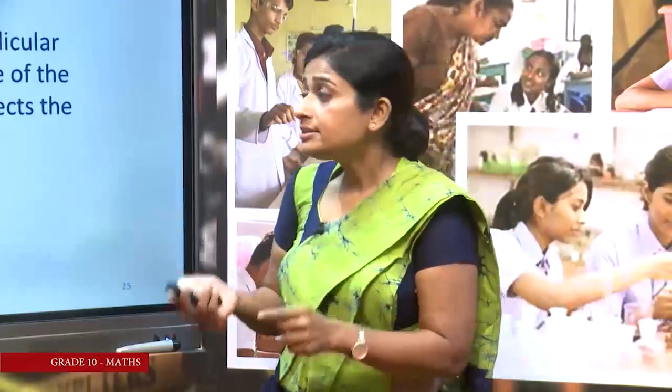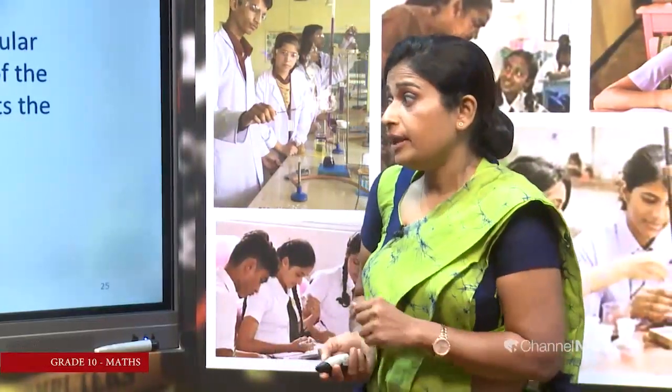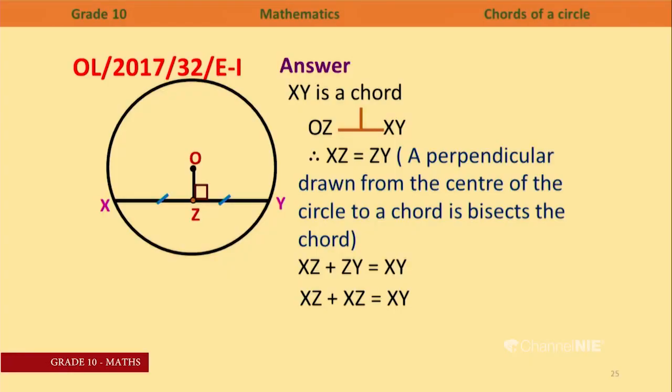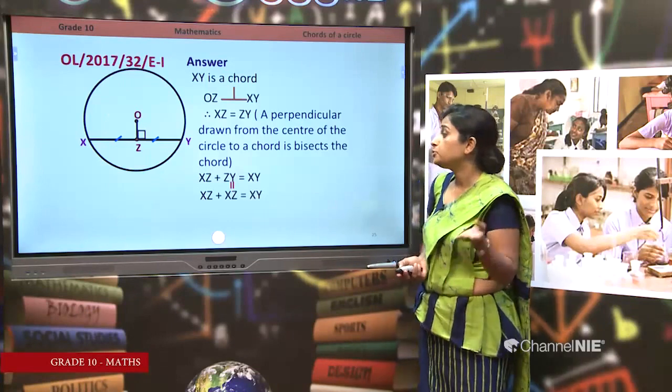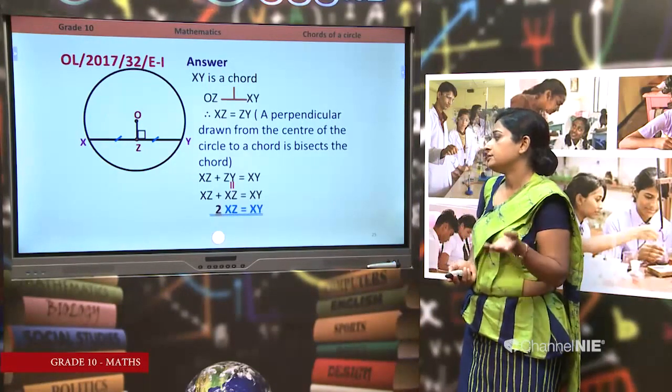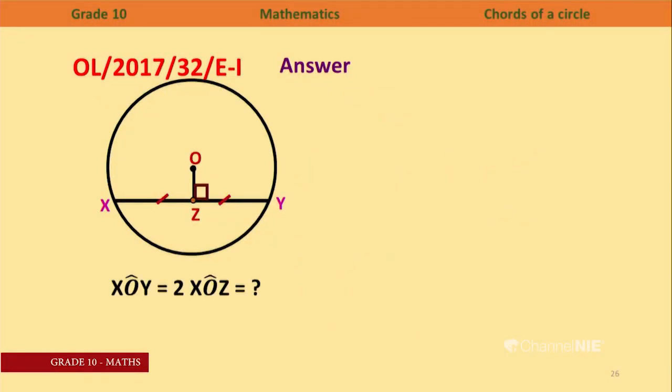Then you know XZ is equal to ZY. Then instead of ZY I can put XZ, because they are equal. Then XZ plus XZ makes 2XZ. 2XZ equals XY. Then the second part of that table: you have to check whether it's correct or wrong. The angle XOY is equal to 2 times XOZ.